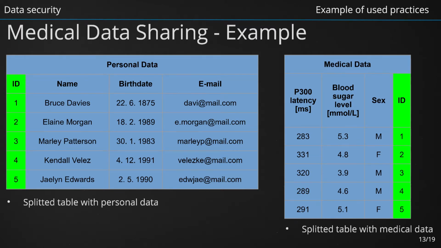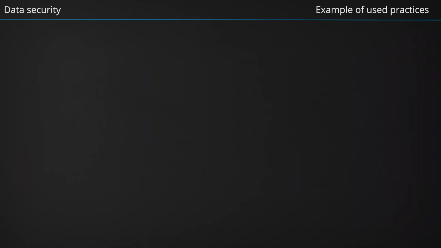The medical data table then contains the rest of those attributes, which are the P300 latency, 283 milliseconds, blood sugar level, 5.3, and sex, male. So, if we wanted to share our collected data, we would share only the medical data table, because it contains no information that could be used directly or indirectly to identify a specific participant.